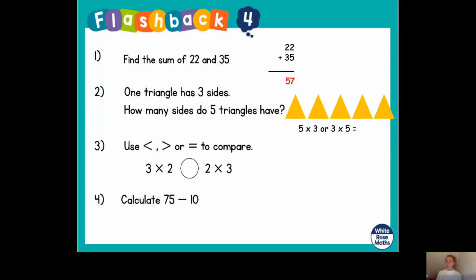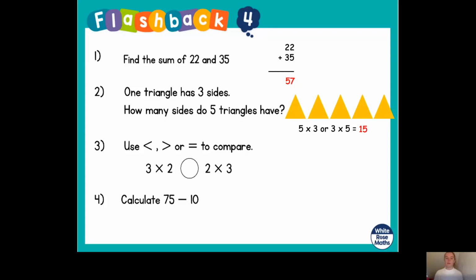Should we count together to work out the answer to this question? We need to count up in steps of 5, 3 times. Are you ready? 5, 10, 15. We've counted 3 times and we got to 15. So there are 15 sides in total on these 5 triangles.